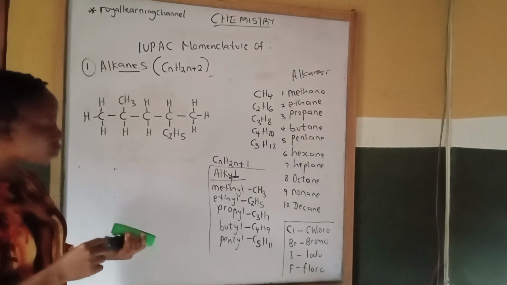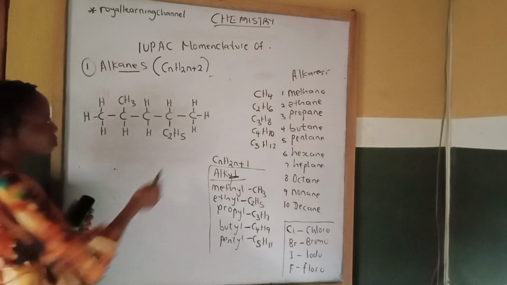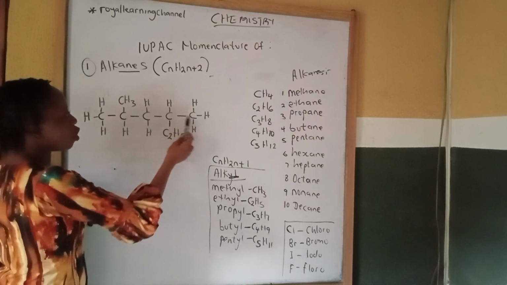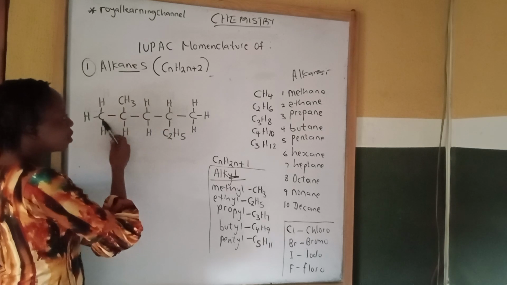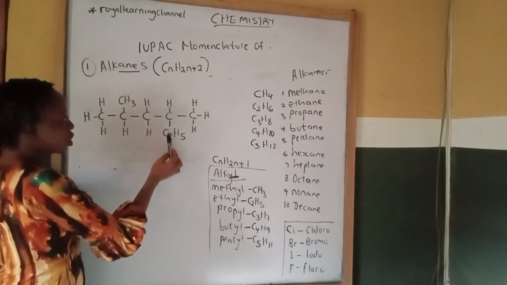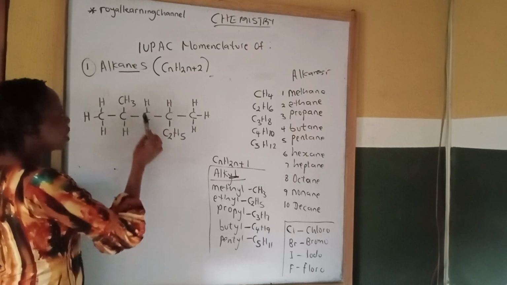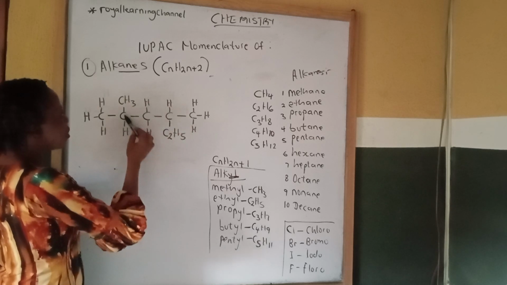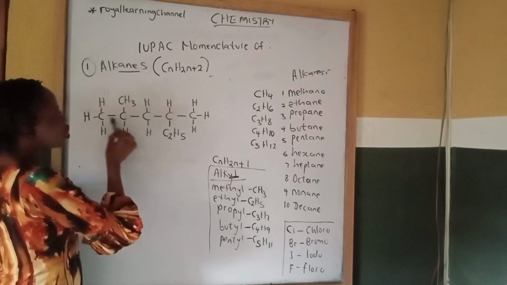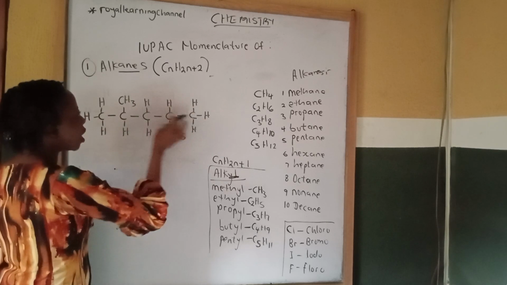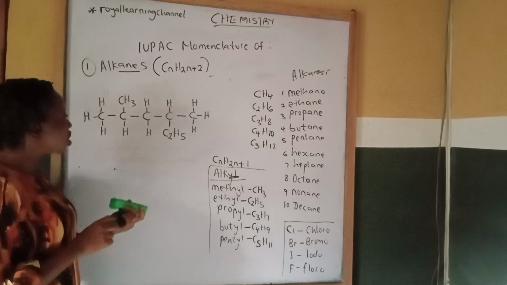Let's look at this structure. This time around, the first thing is to select our longest continuous carbon chain. 1, 2, 3, 4, 5. There's another chain, 1, 2, 3, then 2 carbon atoms, that's 4. Then another one, 1, 2, 3, 4, 5. But this one is a straight chain, so the best one to pick is this straight chain. So these are our longest continuous carbon chain.